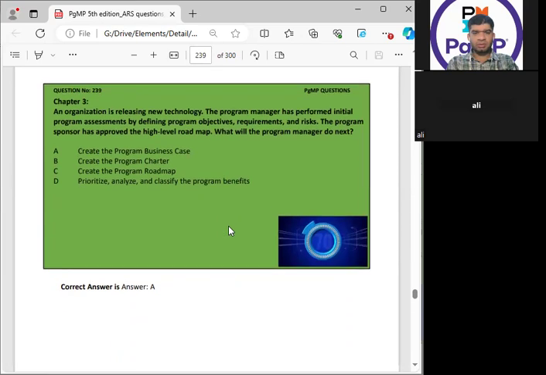An organization is using new technology. The program manager performed an initial program assessment by defining objectives and requirements. The program sponsor has approved the high-level roadmap. What will the program manager do next? Simple: create the business case when you're coming inside the program boundary.